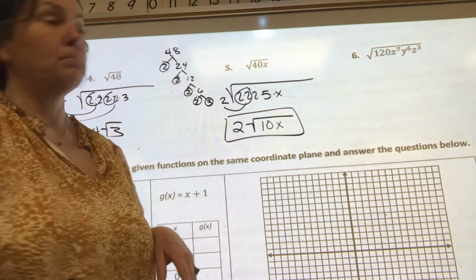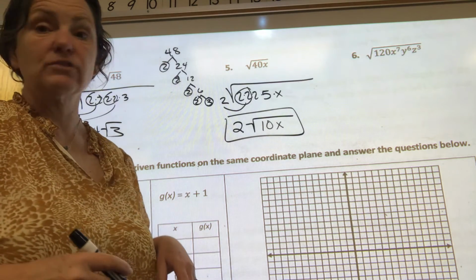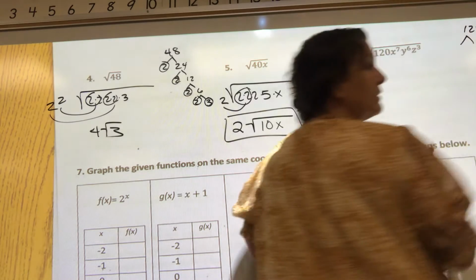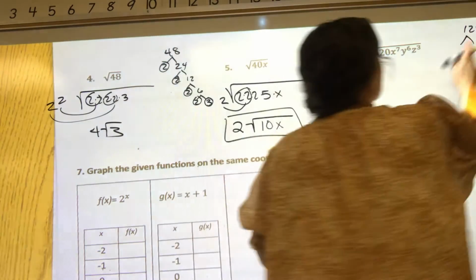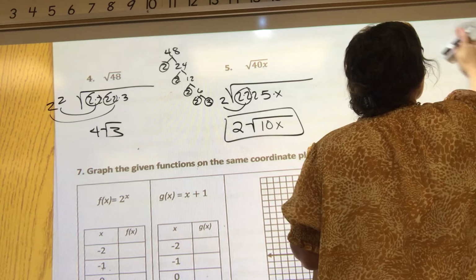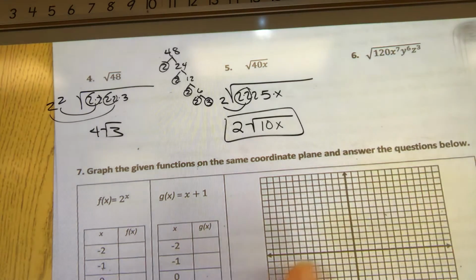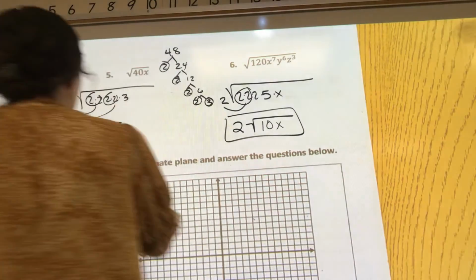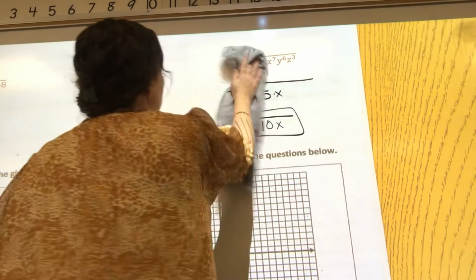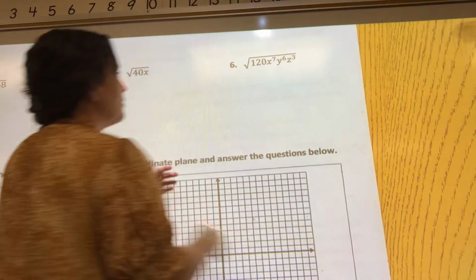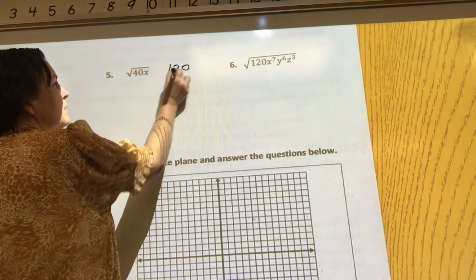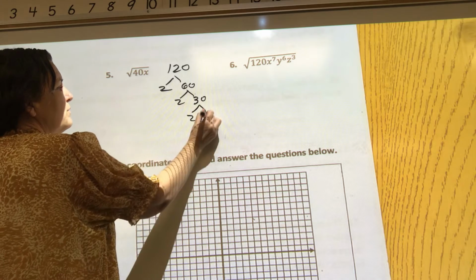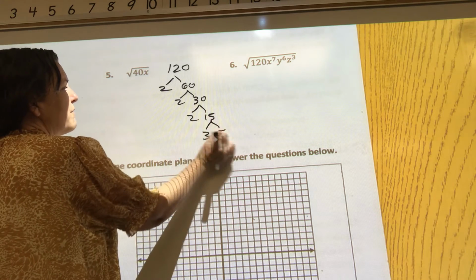And last one. Boy, this one looks like a stinker, that's for sure. 120. What were you thinking, Miss Miller? Yeah, I know. I feel you. Can you guys see that? No, you cannot. Let me scooch this over a little bit, because that's a big one. Okay, 120. 2 and 60, 2 and 30, 2 and 15, and 3 and 5.